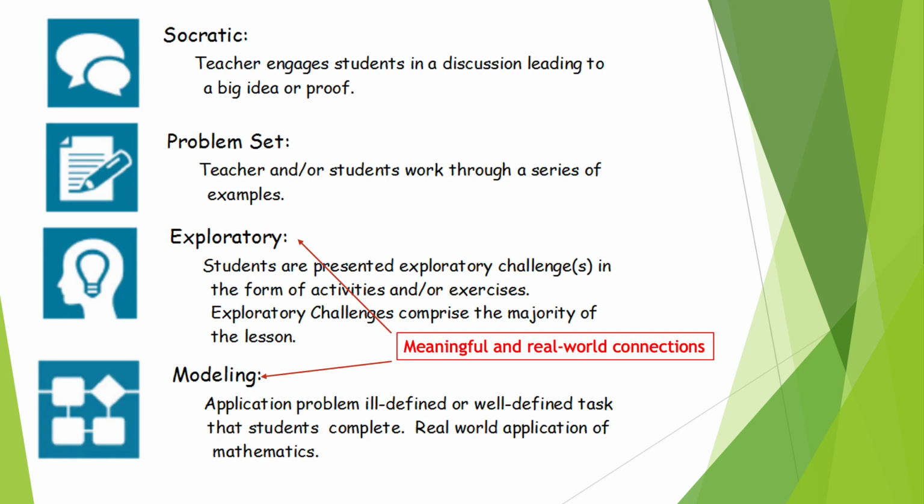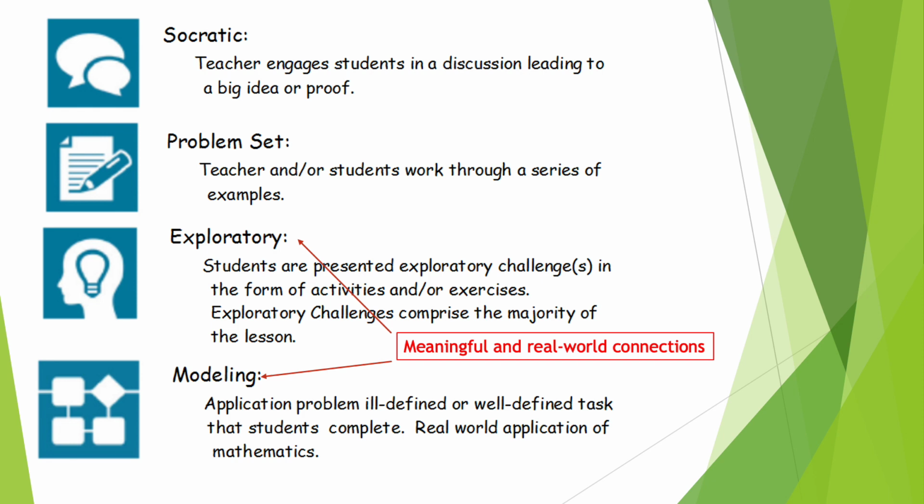Each lesson in grade 6 Eureka Math begins with an icon to describe the type of lesson. As you see on the slide, there are four major icons which can be found throughout the textbook. The first one is called Socratic. This symbol represents student engagement. The teacher engages students in a discussion of a topic, a big idea, or a proof.